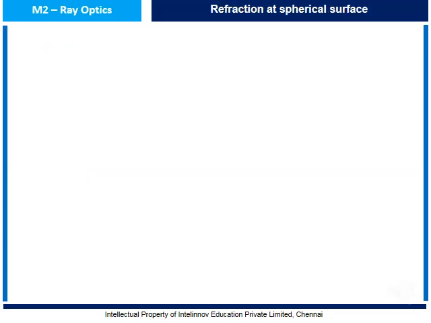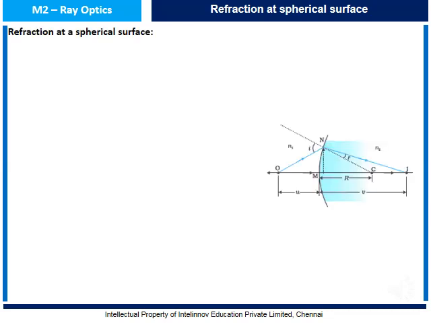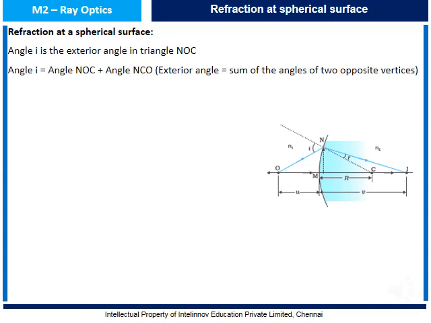Now let us derive the formula for refraction at a spherical surface. Here angle I is the exterior angle in triangle NOC, and as we know, the exterior angle is equal to the sum of the angles at the two opposite vertices. Angle I equals angle NOC plus angle NCO. Thus tan I can be written as MN by OM.